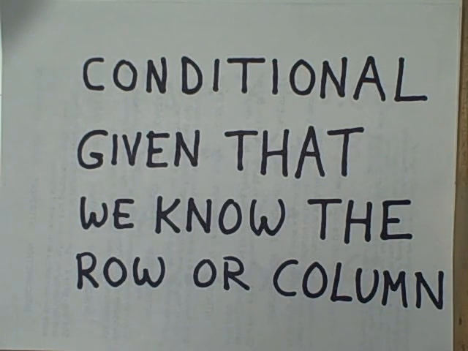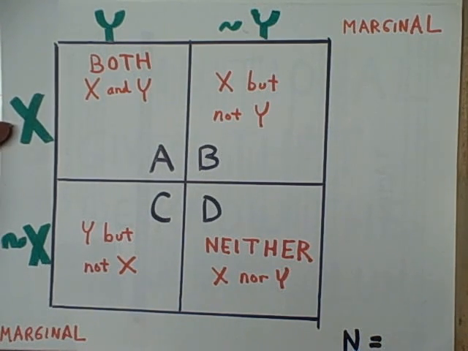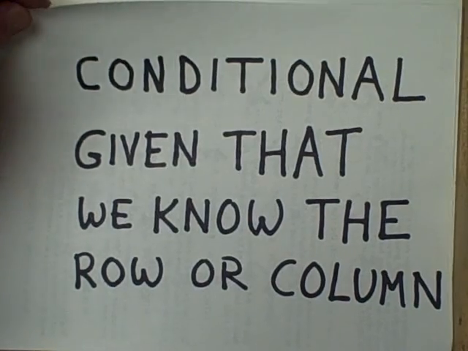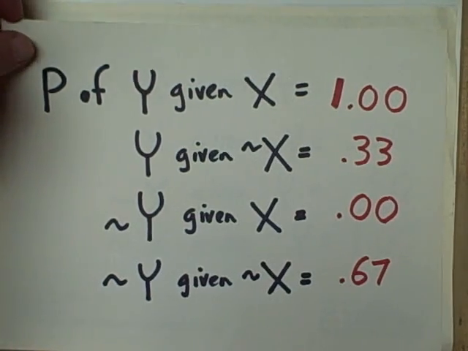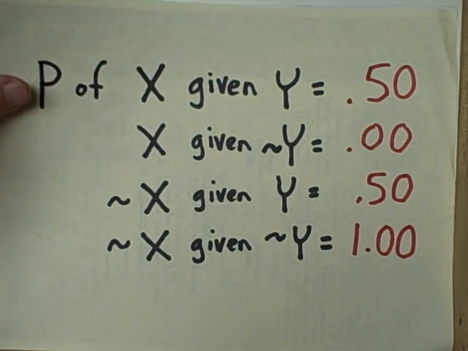Another kind of probability that we should talk about is a conditional probability. That means, what is the probability given that we already know which row we're on or which column we are on? In other words, if we already know that x does exist, what's the probability of y? Or if we already know that y does exist, what's the probability of x? And so we can calculate the probability of x given y, or the probability of y given x. That's what we mean by conditional probabilities.